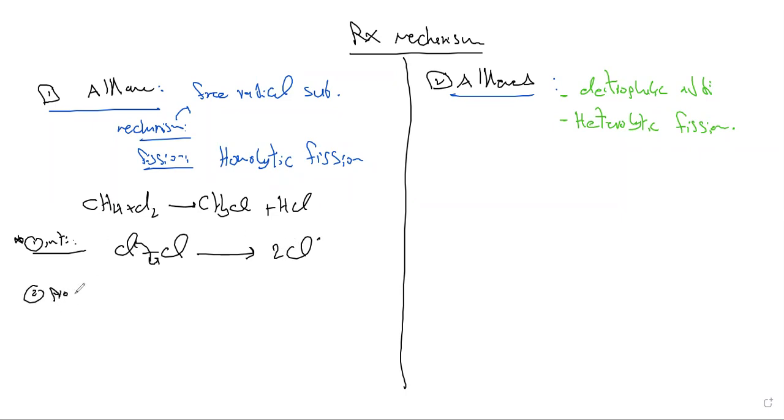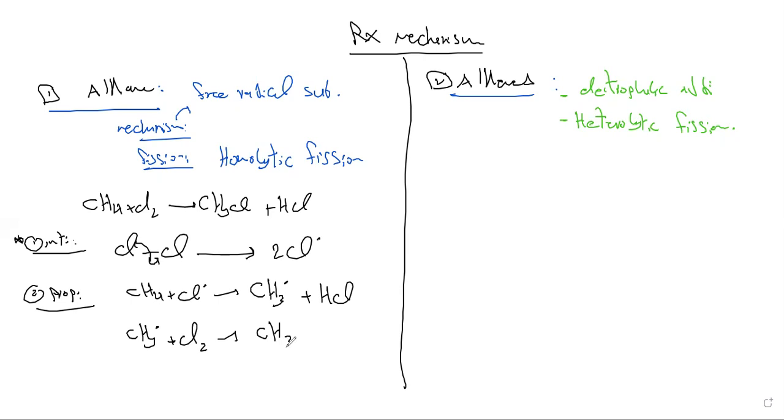Number 2, propagation. In propagation, the molecule reacts with the free radical. CH4 reacts with the Cl free radical to form CH3 free radical plus HCl. After that, the CH3 free radical reacts with another Cl2 molecule to form CH3Cl plus a Cl free radical.